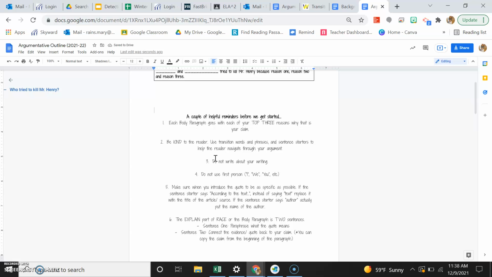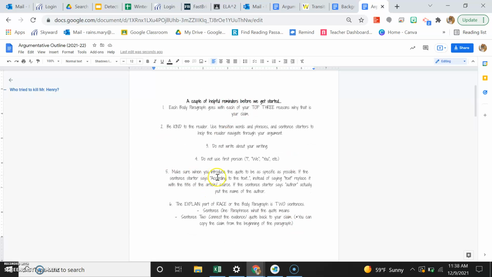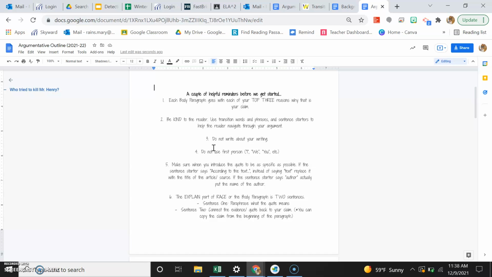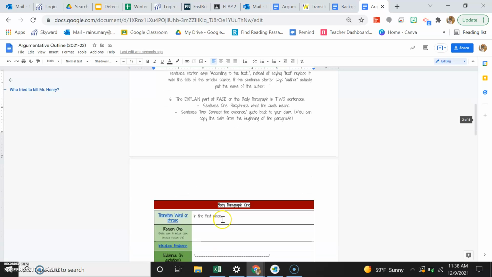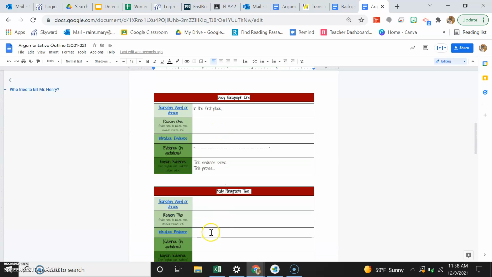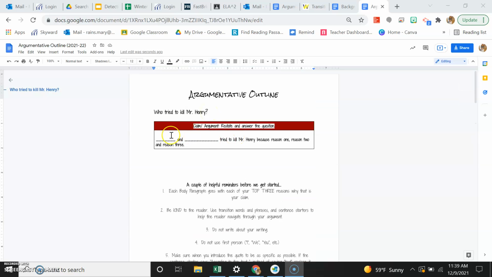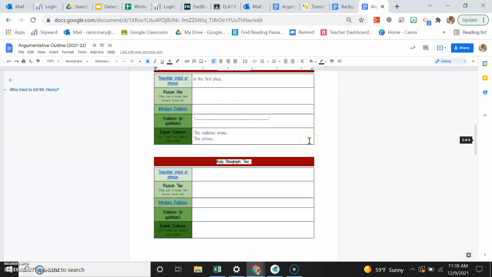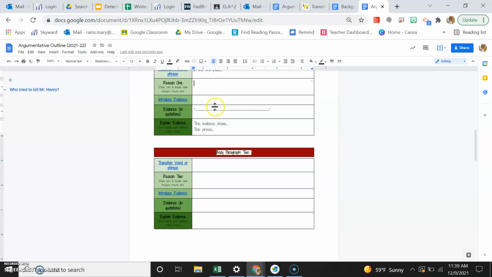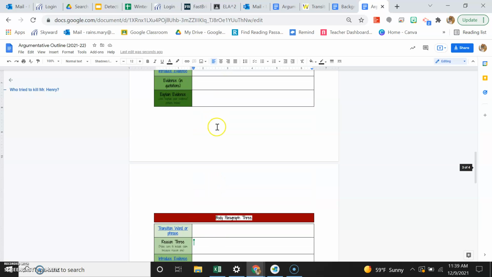So then you're going to come down here. Here are some helpful hints for you guys as you're going through and doing this. So make sure you're adhering to these. Then you're going to come down here to the body paragraphs. So each body paragraph is responsible for one of the main reasons that you came up with. So the first thing you're going to do in each body paragraph is you're going to actually use the thesis or use the claim, and you're going to copy and paste it down into where it says like reason 1 right here, reason 2, and then reason 3.